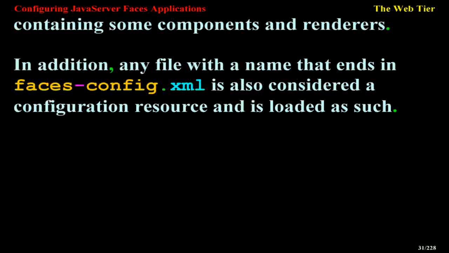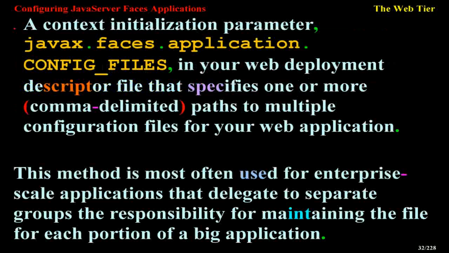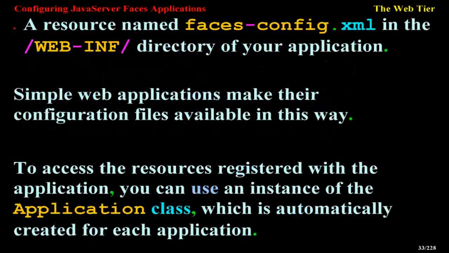In addition, any file with a name that ends in faces-config.xml is also considered a configuration resource and is loaded as such. A context initialization parameter, javax.faces.application.CONFIG_FILES, in your web deployment descriptor file specifies one or more comma-delimited paths to multiple configuration files for your web application. This method is most often used for enterprise-scale applications that delegate to separate groups the responsibility for maintaining the file for each portion of a big application. Finally, a resource named faces-config.xml in the WEB-INF directory of your application. Simple web applications make their configuration files available in this way.